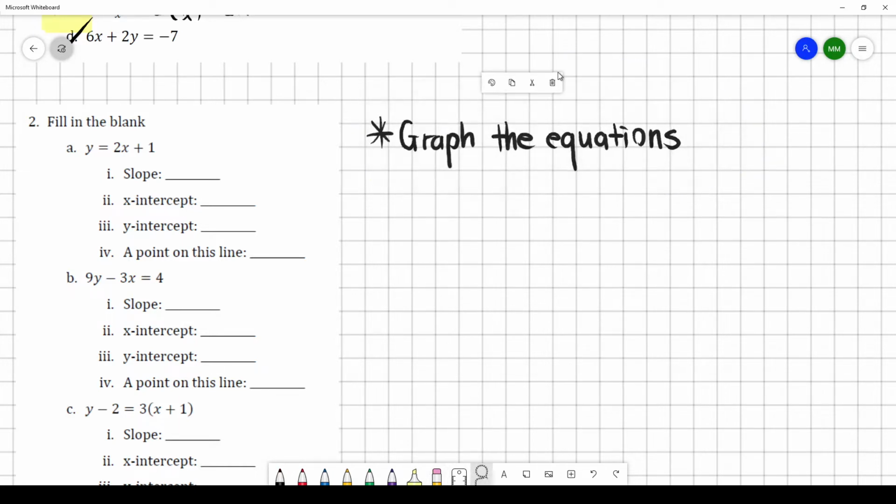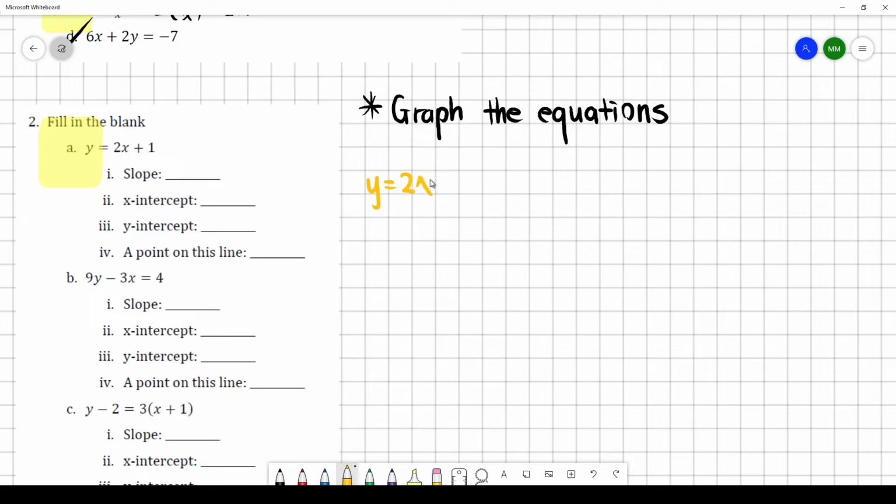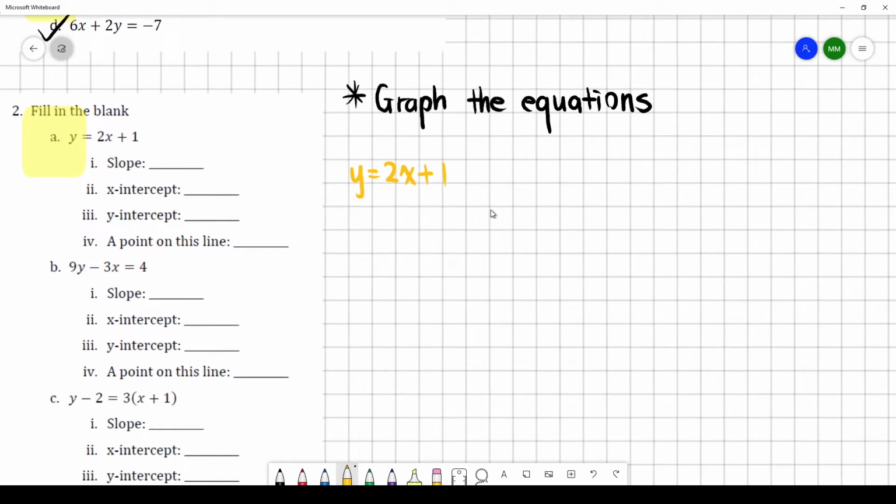I'll move this up a bit actually. So 2a. Let's look at 2a first. This is in y-intercept form. If you look at the original one, y is equal to mx plus b, right? We talked about this a lot of times, how m is the slope and b is the y-intercept.